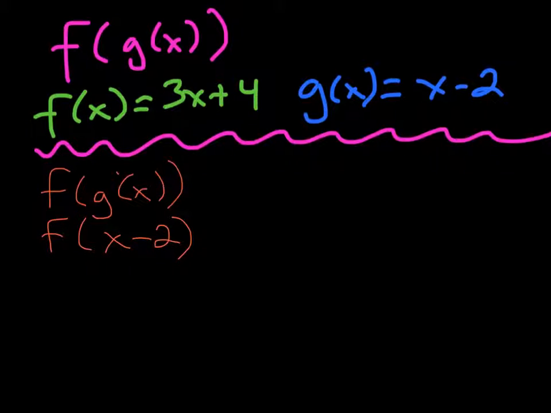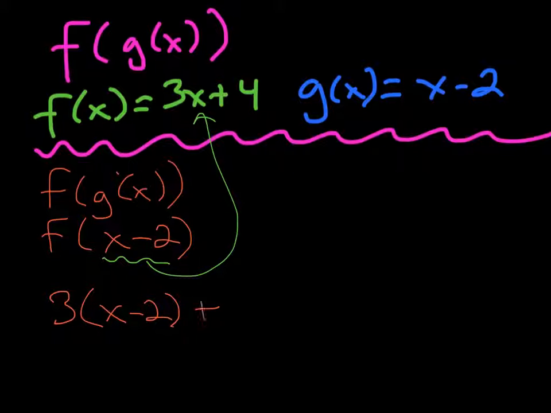So now this guy, this is my x value, and I need to plug it in to the f function wherever I see an x in parentheses. So if I plug that in, I'm going to get 3, and then I'm going to stop because I have an x. I'm going to write x minus 2 instead, plus 4. And then I can distribute, so 3x minus 6 plus 4, and that becomes 3x minus 2, and that is the final answer.